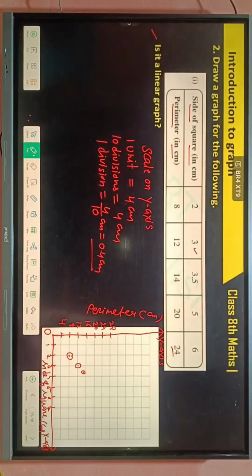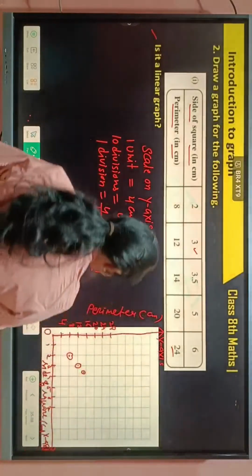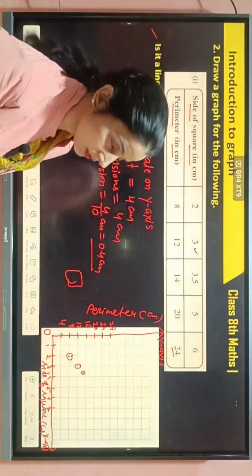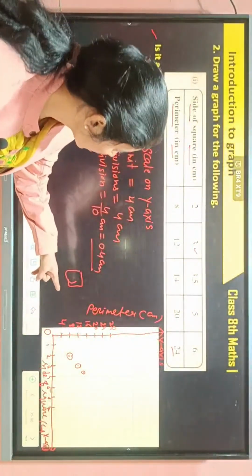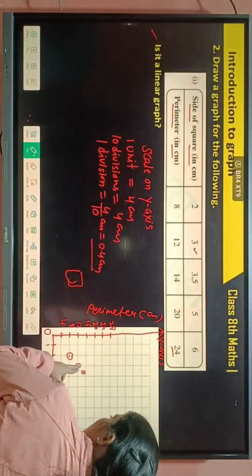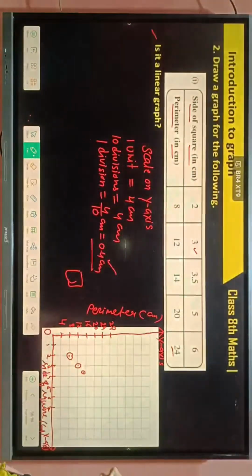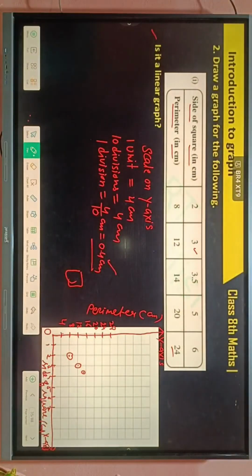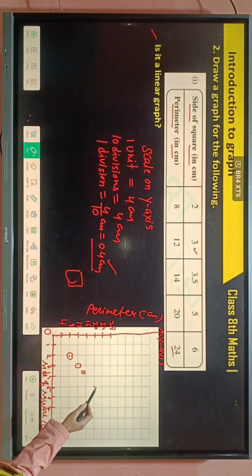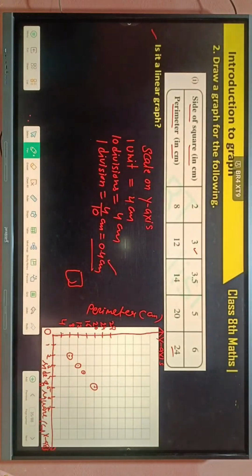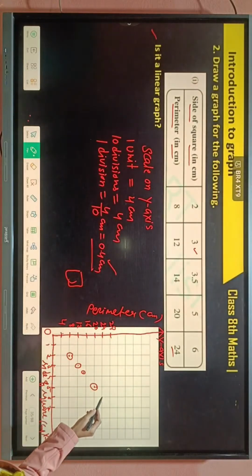While you use proper graph paper, you can locate this 3.5 and this 14 on your graph. You can find it easily because we know the value of 1 division. Now, next is side of square 5, then perimeter is 20. When side of square is 6, then perimeter is 24, at this point.